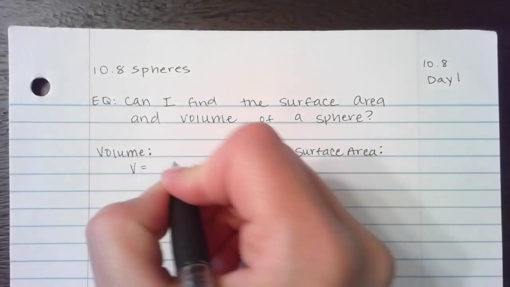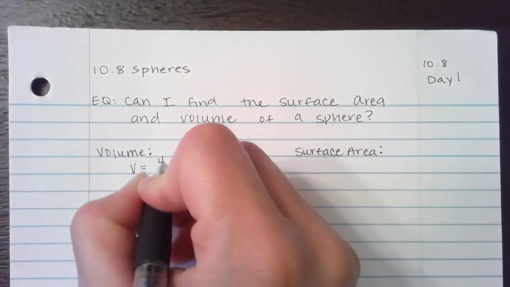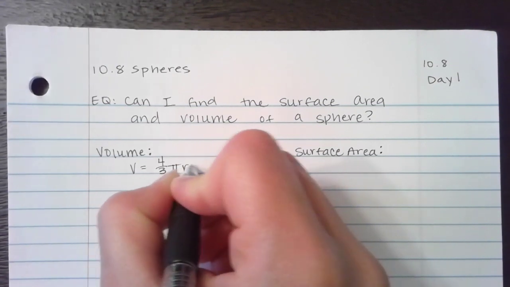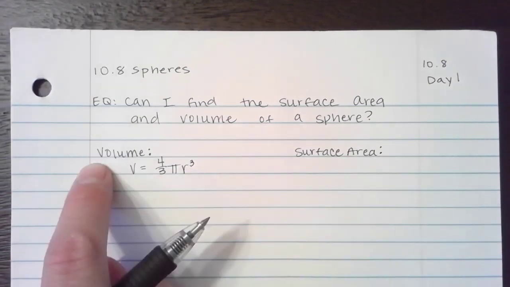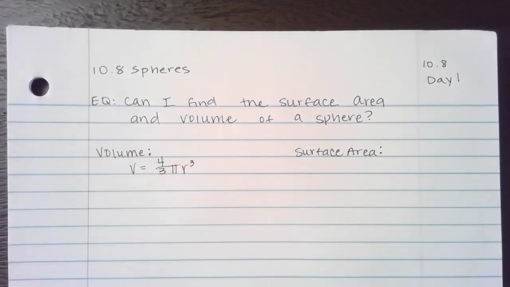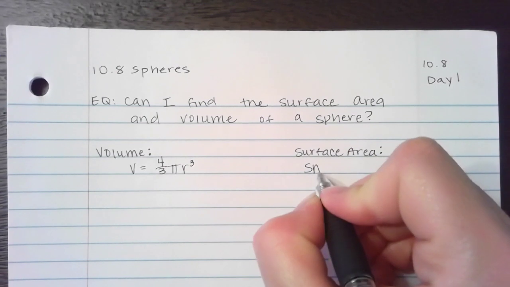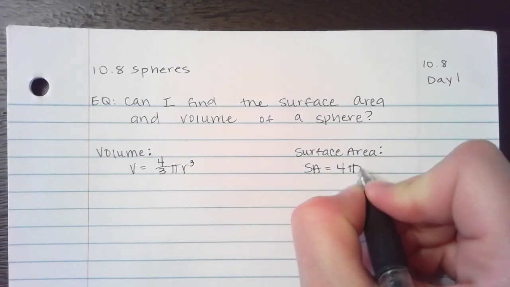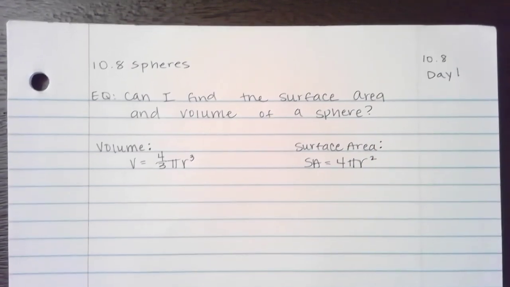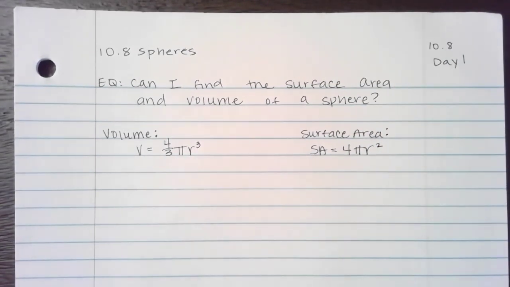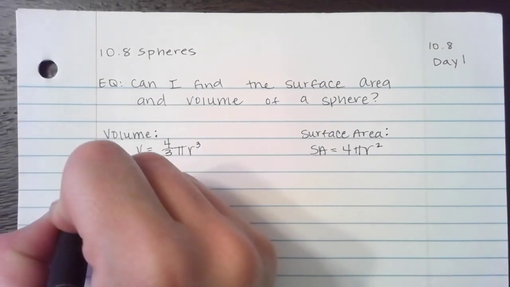The volume of a sphere is 4/3 pi r cubed. I looked away from my formula sheet and I was like, oh, I know it's r cubed because it's volume, and volume is cubed. The surface area is 4 pi r squared because area is squared, so that's a good way of memorizing it. So we're just going to do 2 examples. We'll do one with a sphere and one with a hemisphere.